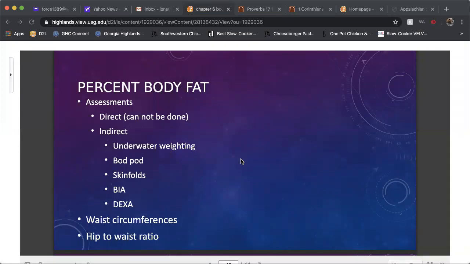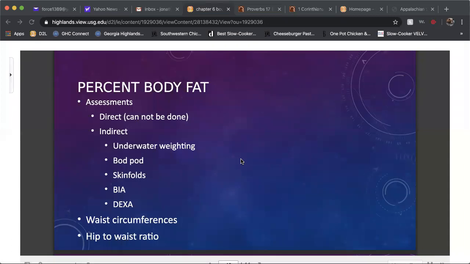So the direct ways of body fat, the first way we do this is realize anytime we start looking at percent body fat, one of the first pieces of information we need to know about you, regardless of the test, is we need to know your body weight. So the first thing we're going to do is weigh you.